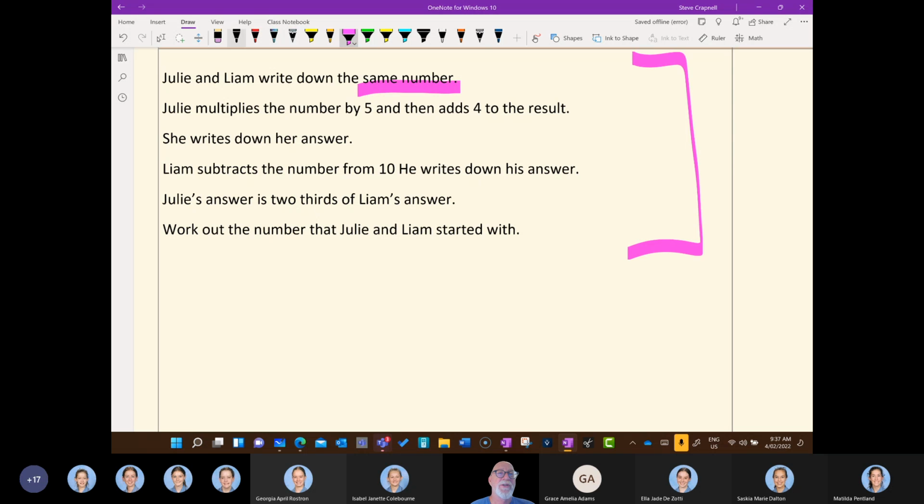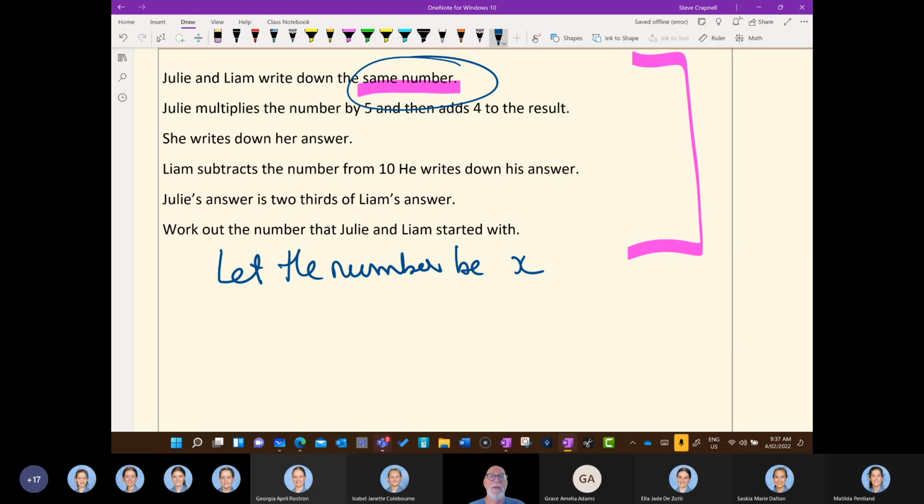Wonderful. So if you're anything like me, you're sitting there going, okay, do it piecemeal, do it step by step. So basically they write down the same number, which we don't know what it is. So the first thing I'm going to do, it's an unknown, I'm going to tell the reader that we don't know what the number is. Must do that, right? Write down what we define as our variable. I don't know what the number is. All I know is Liam and Julie write down the same number.